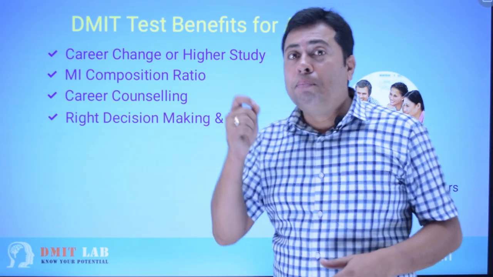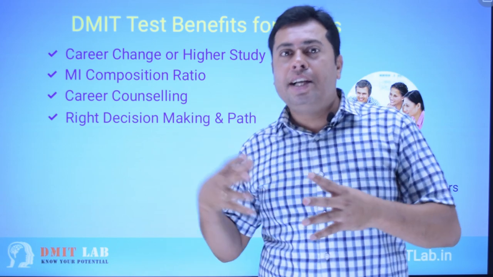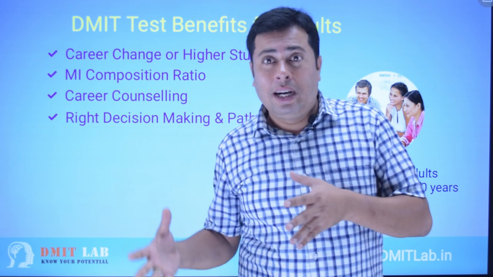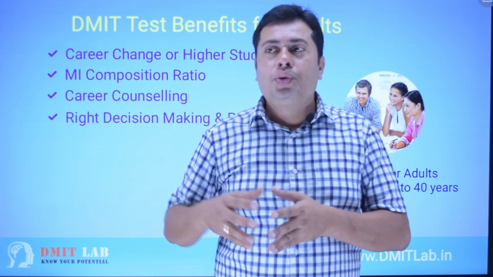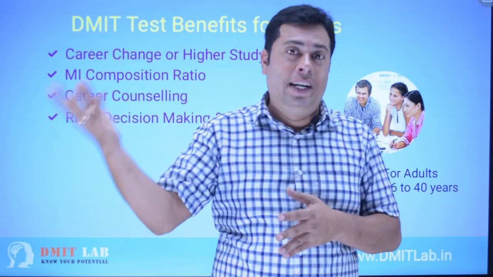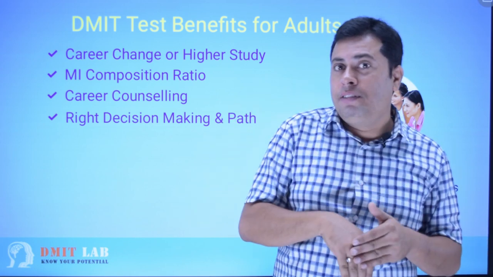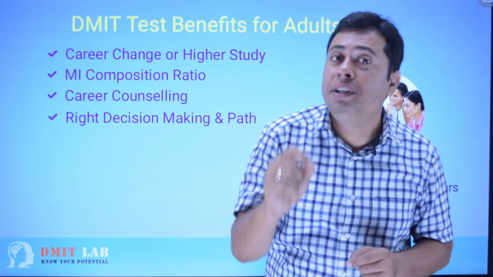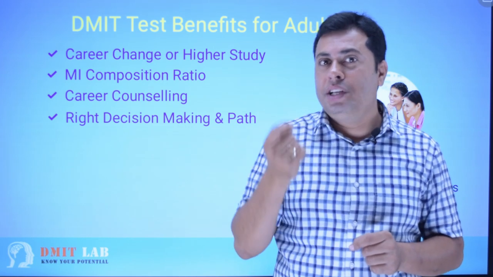Right decision making and the path. Most of the time, people in this age group suffer with their present work or academics or whatever. What happens is they try to take advice from others. Others always give advice as per their own experience and wishes. That cannot be the right decision, and it is very difficult to apply to your present life. So you have to take the right decisions and the right path based on your strengths and weaknesses. You should know yourself, what your strengths and weaknesses are.